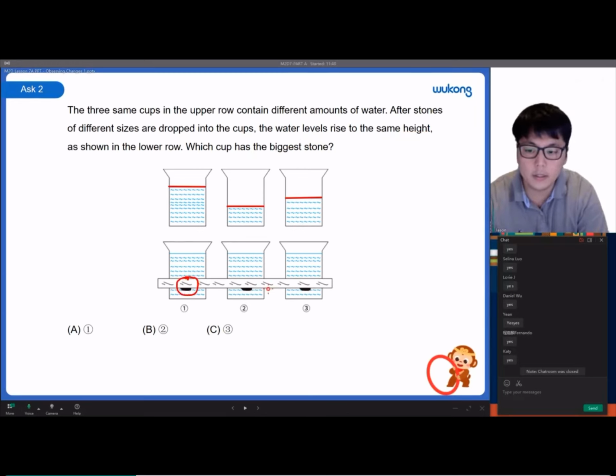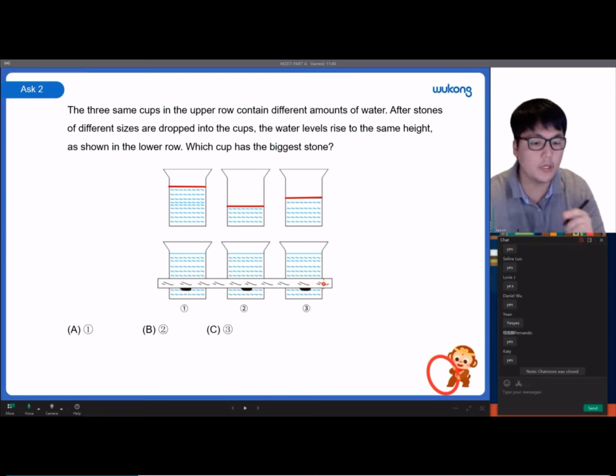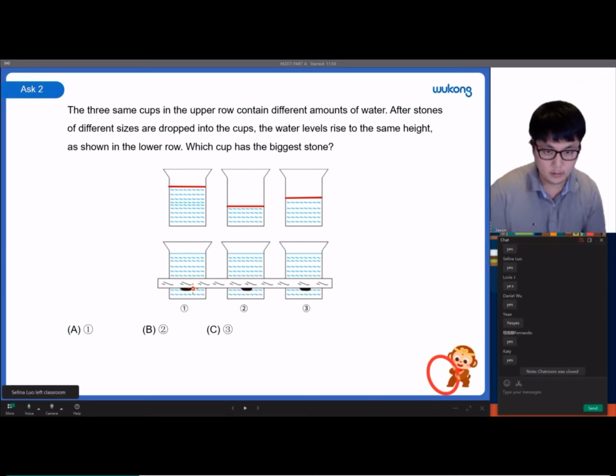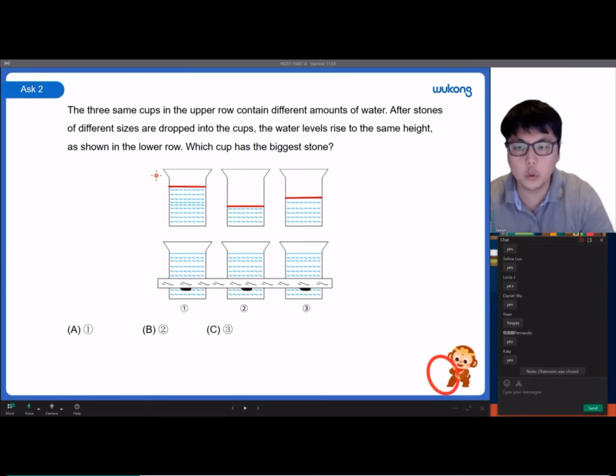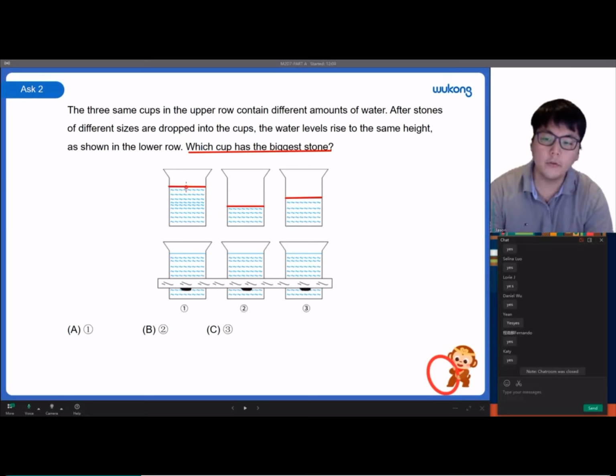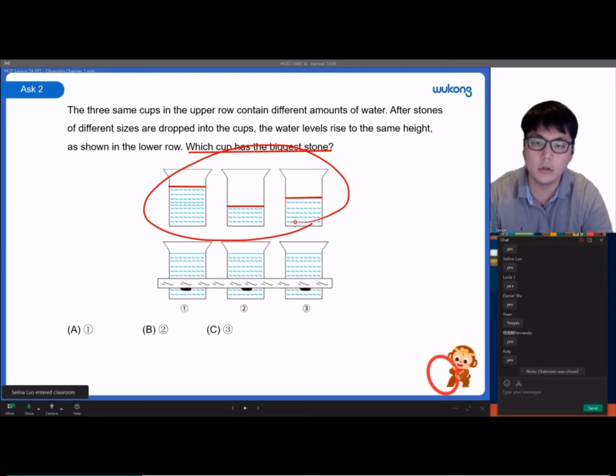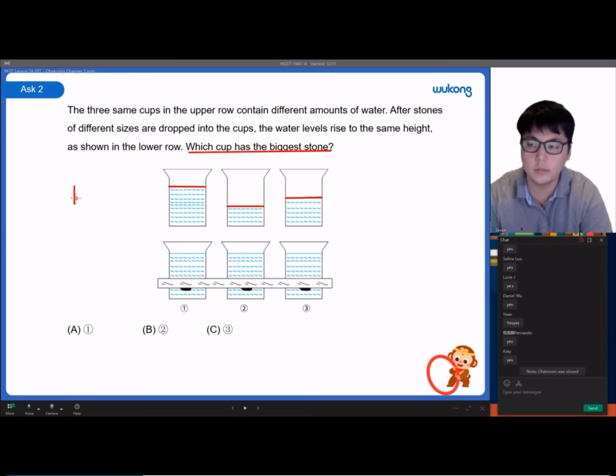So you can see you have stones inside these bottles, but we have a tape covering, and they are trying to trick you. They're not trying to show you how big those stones are. So you need to think which one has the biggest stone. So now, let me explain this to you guys. Before putting a stone inside, we had different water levels. So you can see all three were different. So this is before, and this is after.